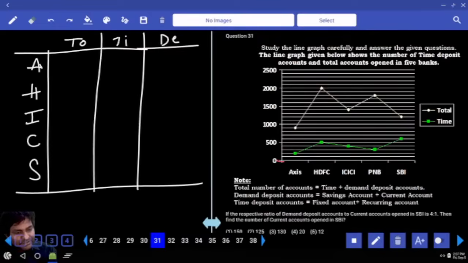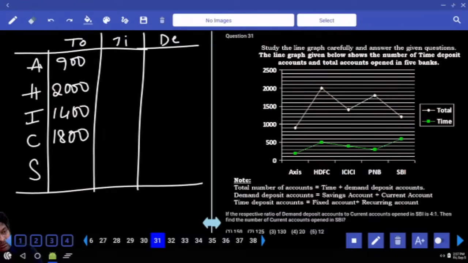Total, 0 to 500, 500 to 1000, between them we have 5 lines, each line occupies 100. So total Axis Bank, first one 900, follow the line, 2000, next one 1400, next one is 1800 and then 1200. Next time, which is 200, 500, 400, 300, 600.